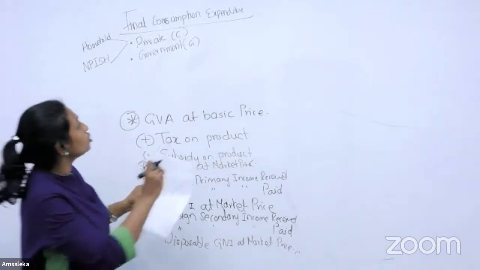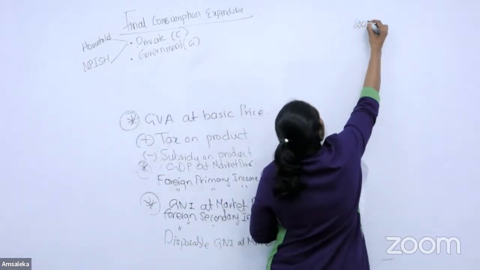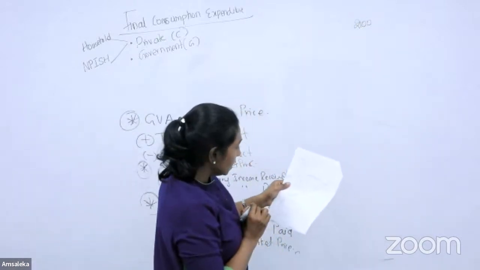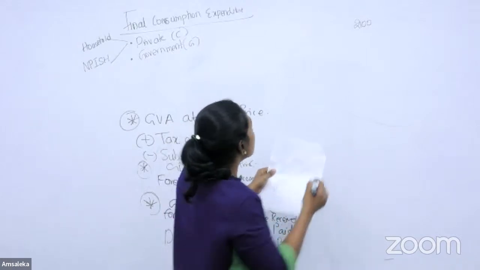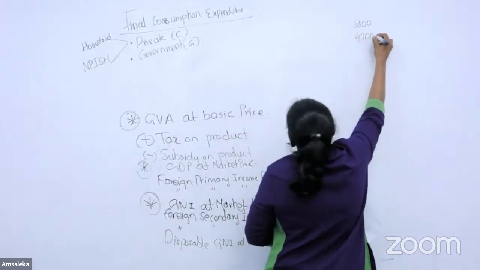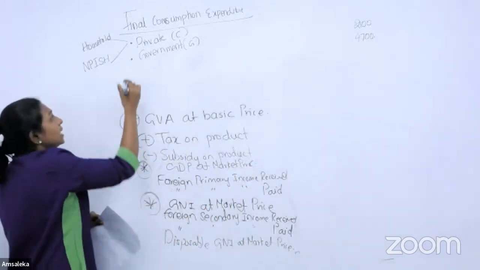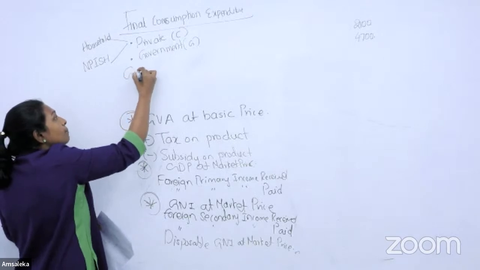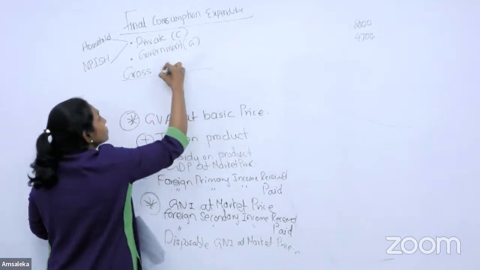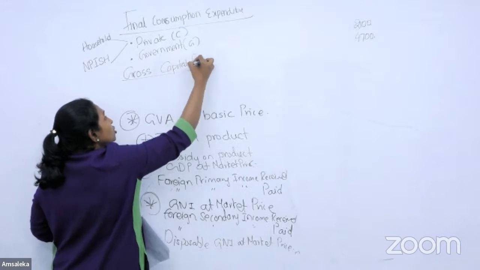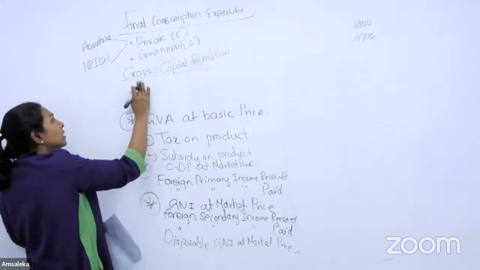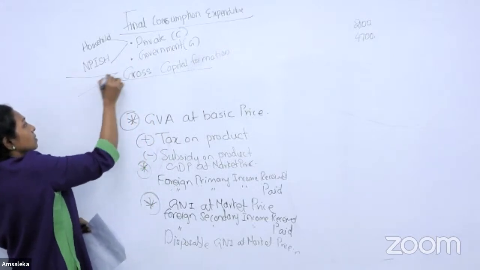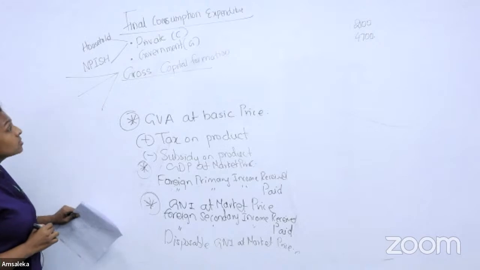Now private consumption is given as 2,100. Government consumption expenditure is 4,700. Okay, another heading is gross capital formation. In gross capital formation, there are three things.